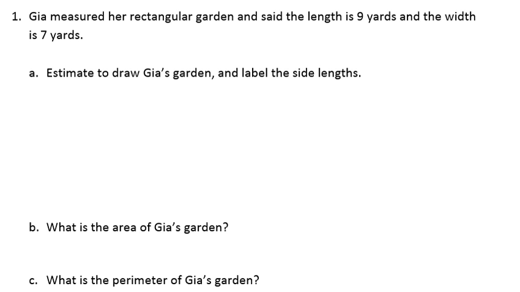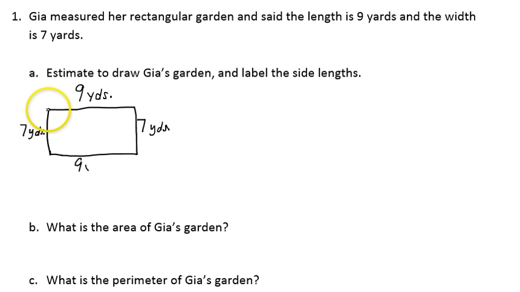Question 1 says Gia measured her rectangular garden and said the length is 9 yards and the width is 7 yards. Estimate to draw Gia's garden and label the side lengths. So I'll start by making my rectangle. And we'll label the length as 9 yards and the width as 7 yards. That means the opposite side would be 7 yards and the bottom would be 9 yards.